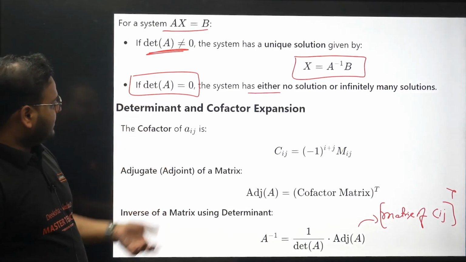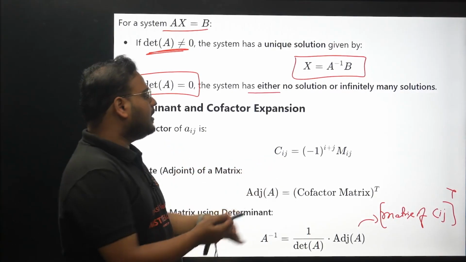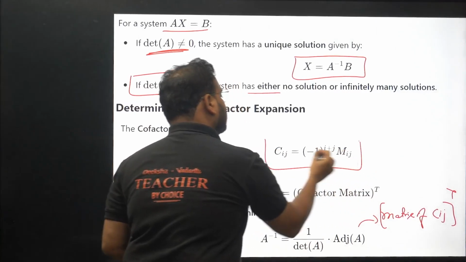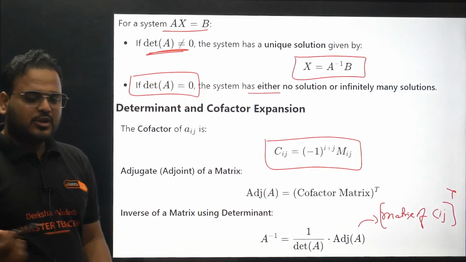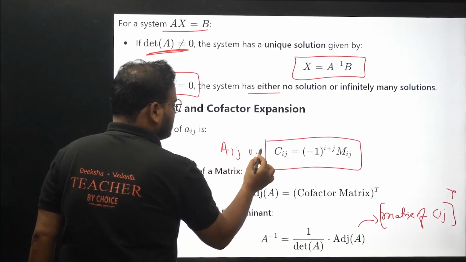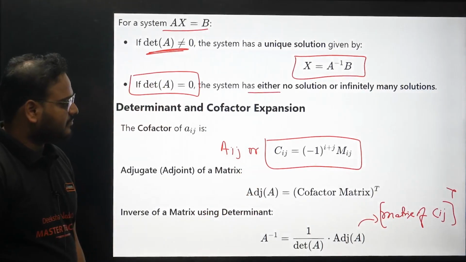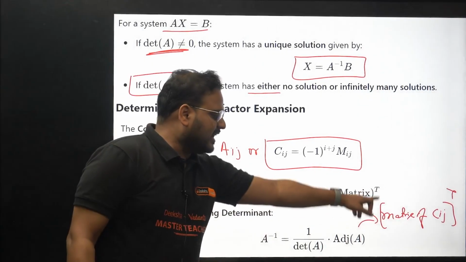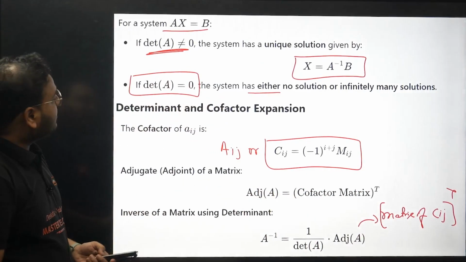Okay, and this is your cofactors formula. I wrote that already. Cij is taken over here as the variable, but usually you can also use Aij, Aij or Cij, your choice. Okay, I've written that, cofactor matrix transpose. So all of that is mentioned.